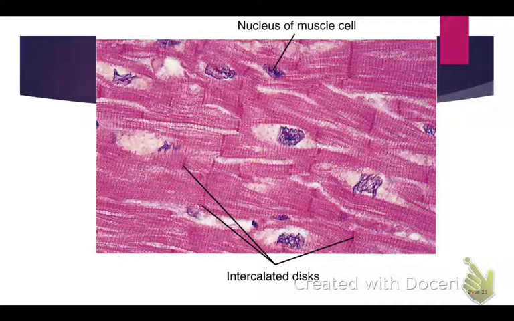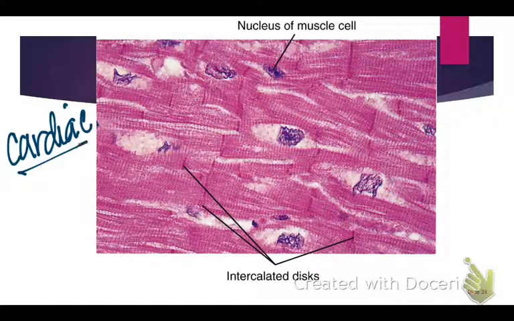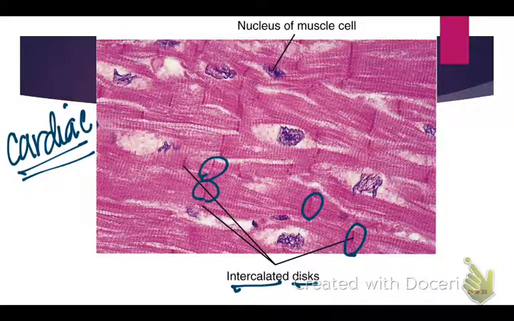Okay. Cardiac. This is cardiac. Good. What was the last one called? Skeletal. The last one is skeletal. Okay, how do we know this is cardiac? Here's what you're looking for. You're looking for these structures called intercalated discs. Make sure that's in your notes. Here's one. Here's one. They're all over the place, right?